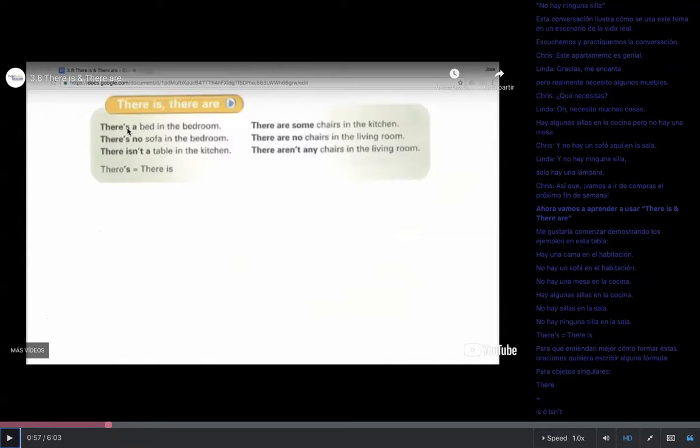Always there is or there isn't for singular. There are or there aren't for plural. Okay, there are, and then we use some. Some significa algunos. That's why we use some. There are some chairs, plural. Or the answer, no, there are no chairs. So this one, yes, chairs. This one, no chairs. And here is another form. There aren't any chairs. This is zero chairs.